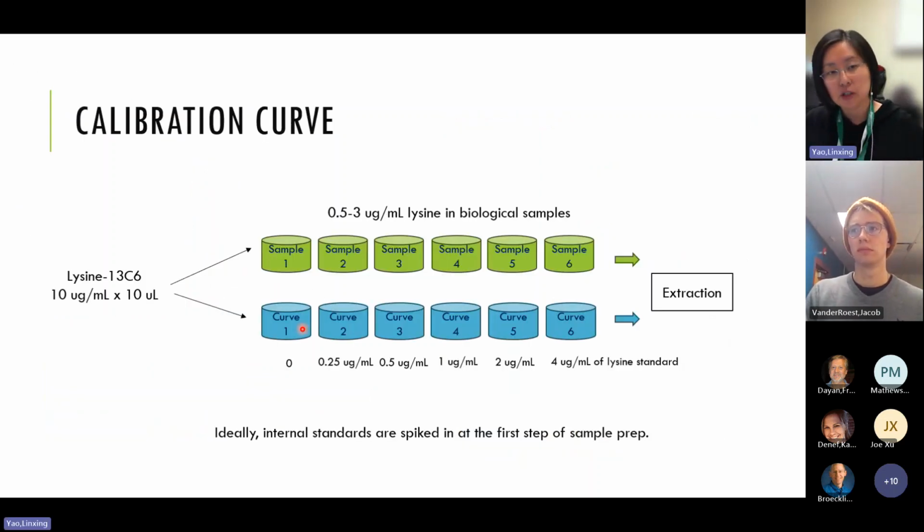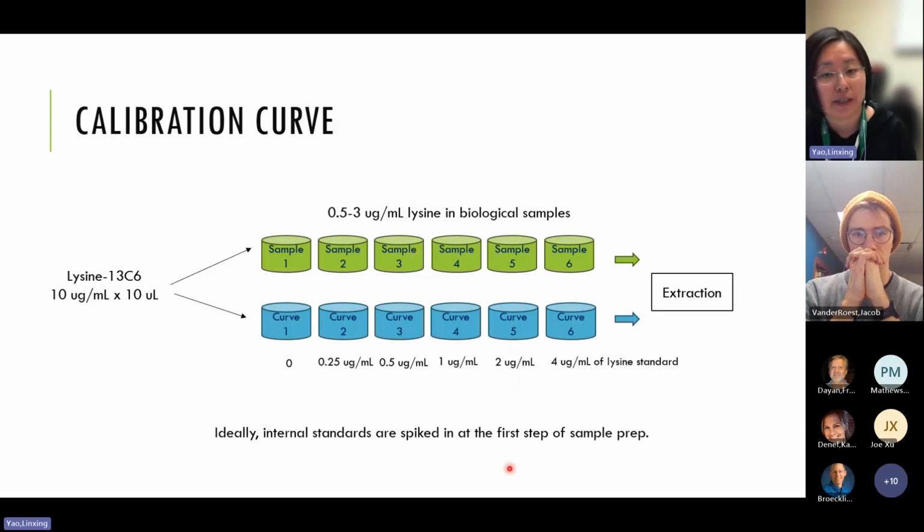So how do we use internal standard to run a calibration curve and calculate absolute concentration? Assume that we have a sample set in which we want to measure lysine, and we know that the expected concentration is about 0.5 to 3 microgram per ml. Then we can prepare a serially diluted curve, where you may use 4 microgram per ml as the highest concentration, and then dilute it down to 0.25, which covers the range of the expected concentration.